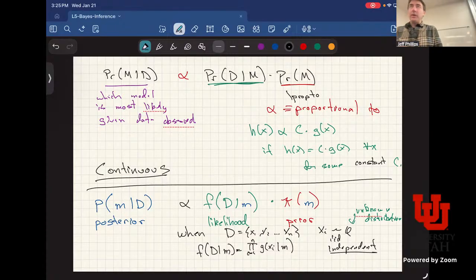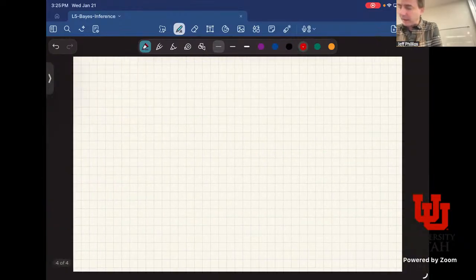Okay, so let's start with the prior. Okay, we're going to talk about our prior. This was effectively, you can think of it as the probability, but it's a PDF of the model.